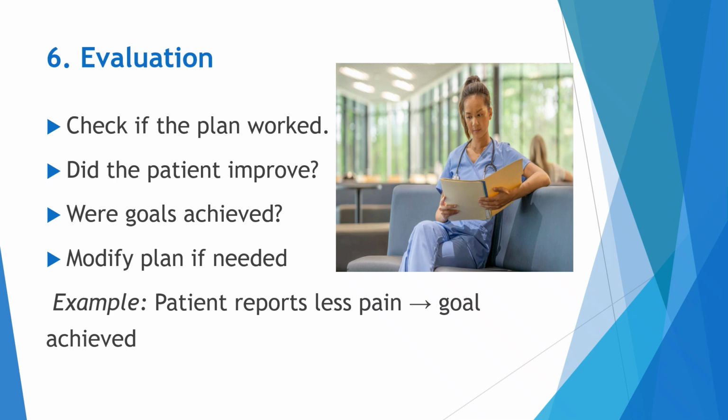Students, now we will see the final step, which is evaluation. This is where the nurse checks whether the care given actually worked or not. So here, the nurse looks at the patient and asks questions like, did the patient improve? Were the goals achieved? If the answer is yes, then the care was effective. If not, the nurse may need to change or modify the plan. For example, if the patient says their pain has reduced, then we can say the goal is achieved. So in simple terms, evaluation means checking the results of the care given.